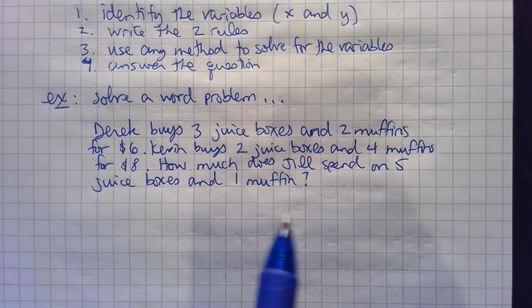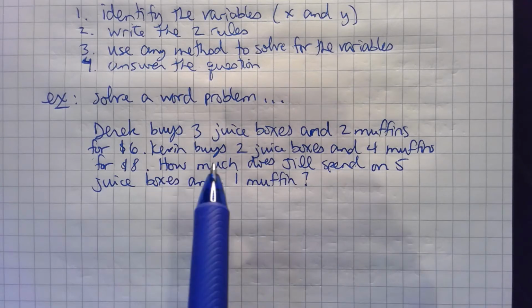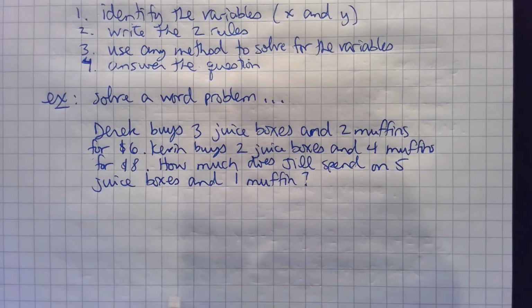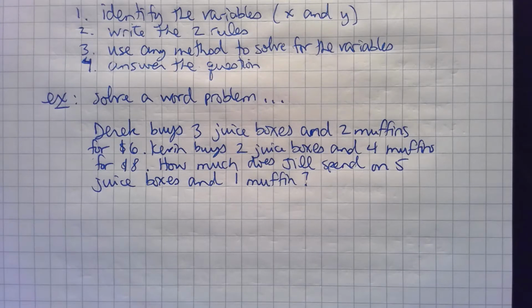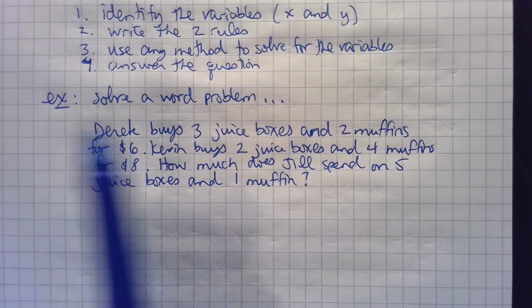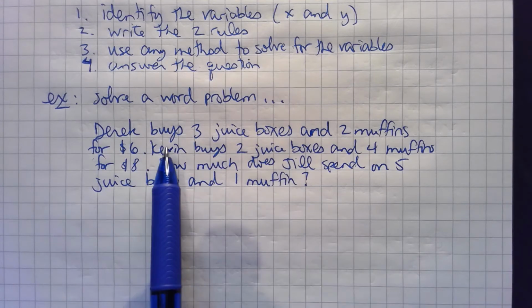Okay. So here's a word problem. And the first thing, so we've got our steps up here, the 4 steps. The first thing we're going to do is identify the variables, x and y. Basically, as you read through the question, we're looking for the 2 things that we don't know. Okay, so oftentimes the things will be tangible items. So you might look at this and say, okay, so the 2 things are Derek and Kevin. Those are 2 things.